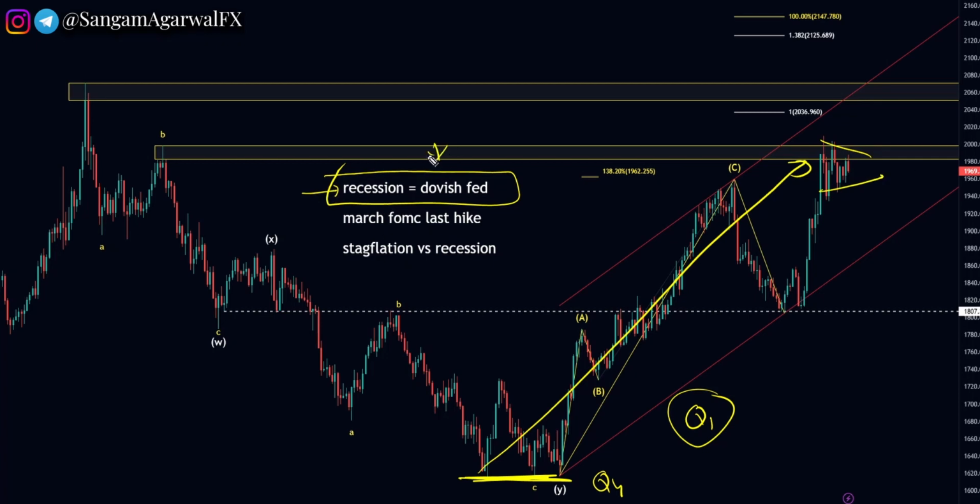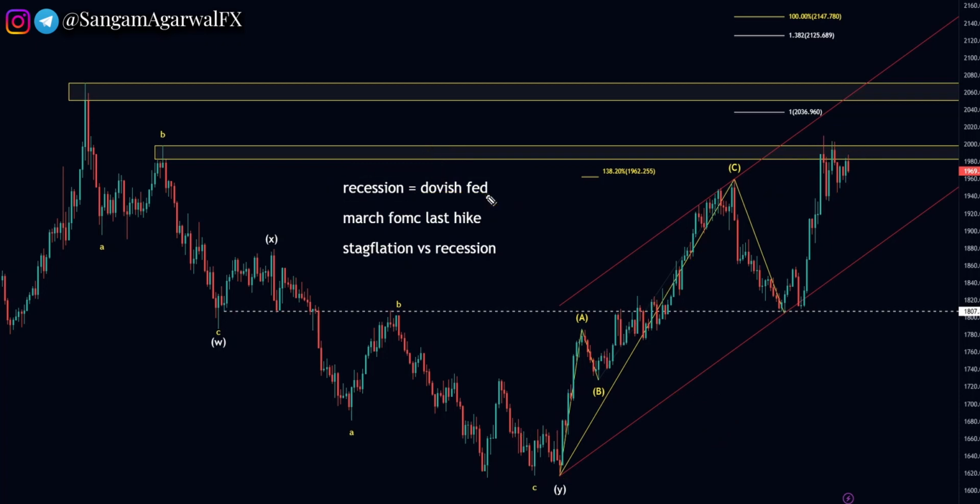So recession means dovish Fed, and dovish Fed trend has started in your March FOMC meeting. And dovish Fed basically means every word that FOMC members say is bullish for gold. That is your definition of dovish Fed. And March is your last rate hike, and wait for official confirmation that will not come before next FOMC meeting. After that, rate cut, which is already inside market.